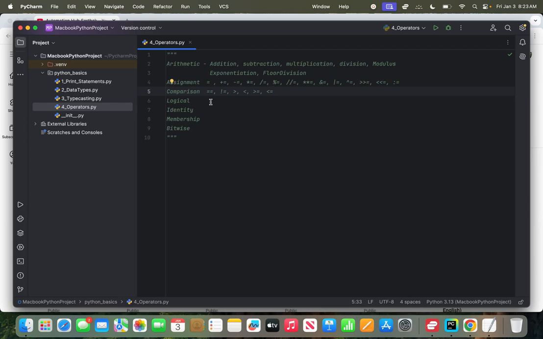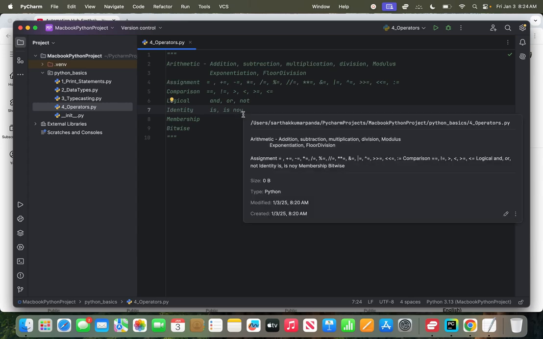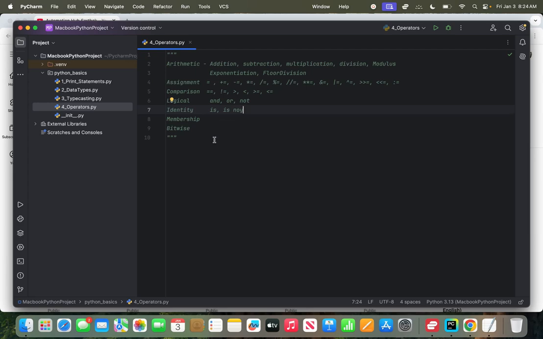Now logical operators are 3: and, or, not. So these are the 3 logical operators in Python. Now identity operators: is and is not. So is will return true if both the variables are the same object, and is not will return true if both the variables are not the same object.